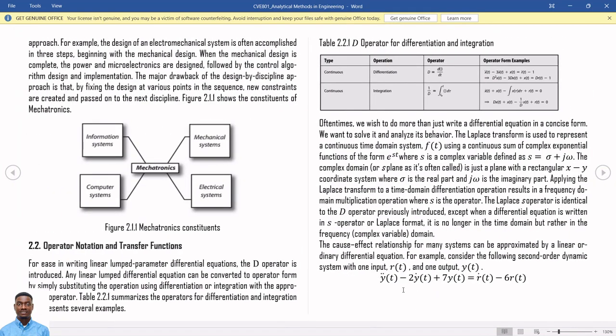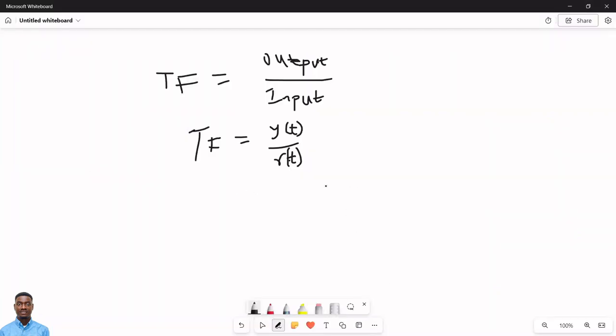And if we go back here, we can see that we have y double dot with respect to time, and we have minus 2 y single dot with respect to time as well, then plus 7y with respect to time, equals r single dot, differentiated once with respect to time, minus 6 r of t.